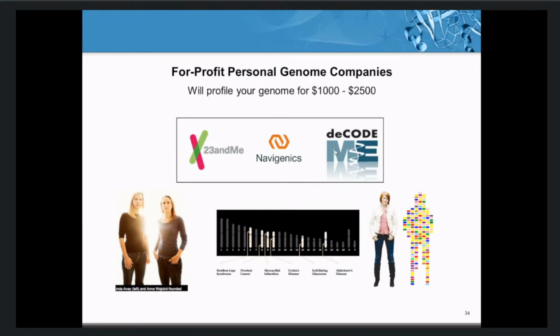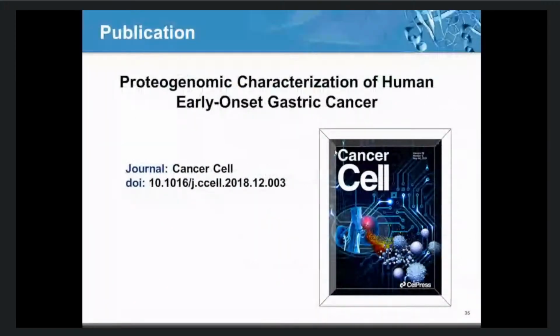Where we are able to identify risks for prostate cancer or even Alzheimer's disease or myocardial infarction, or other syndromes which are genetic disorders. And then we do have published papers in Cancer Cell, which is one of the highest impact factor journals among all the publications in the world.